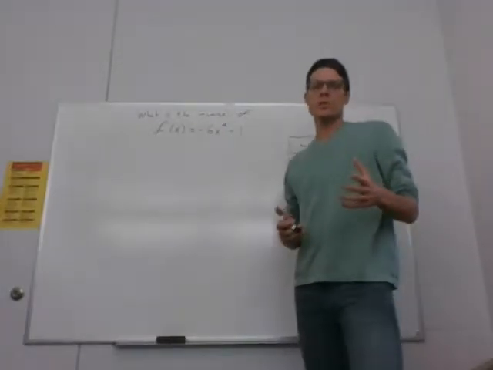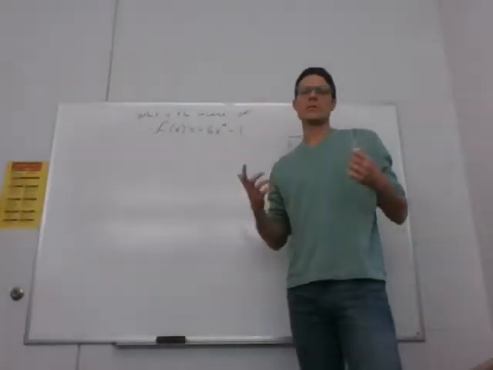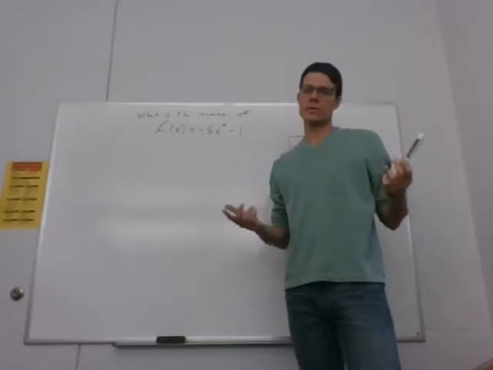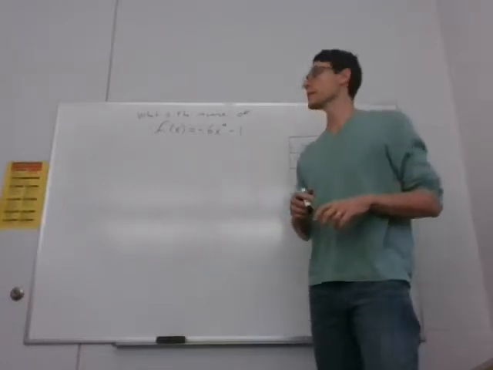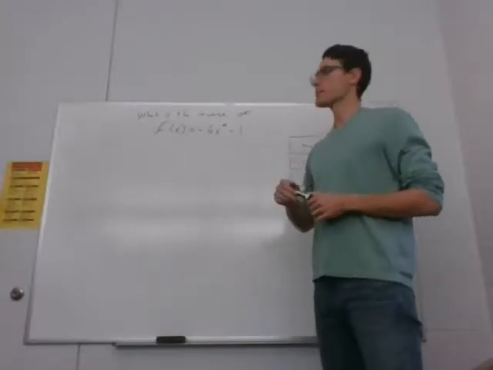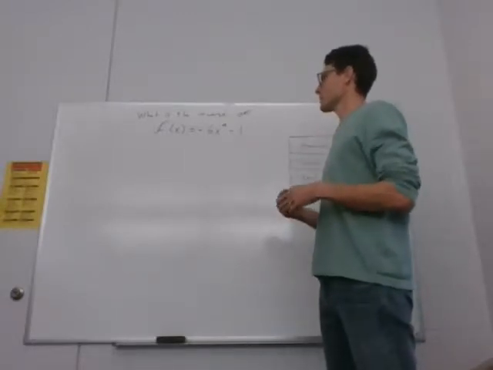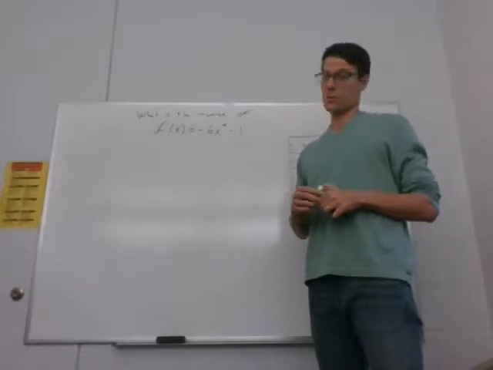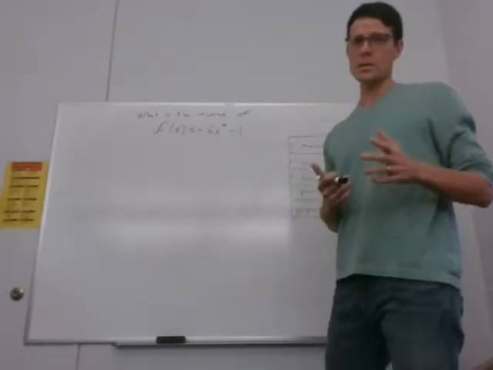Okay, I wanted to show you real quick how to find the inverse of a function if you have the equation of the function. It's actually pretty easy. This would be one of the problems on the test. Find the inverse of f of x is equal to negative 6x to the fourth minus 1.